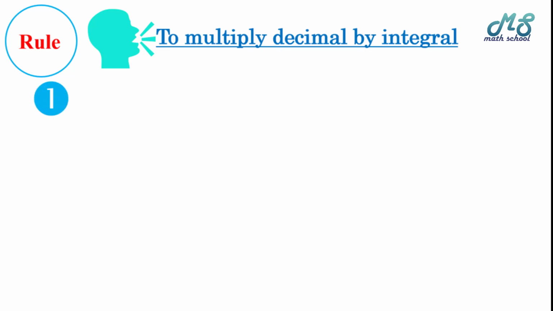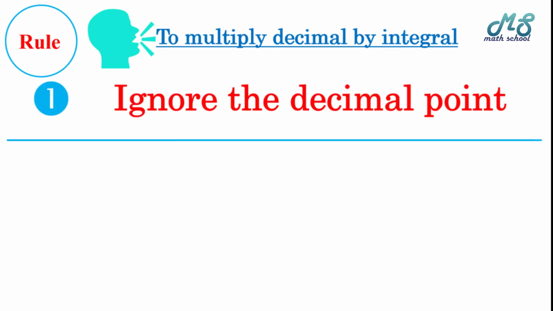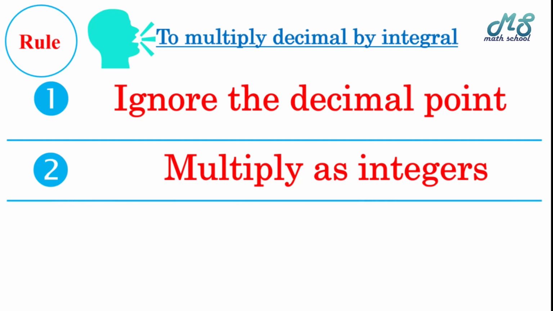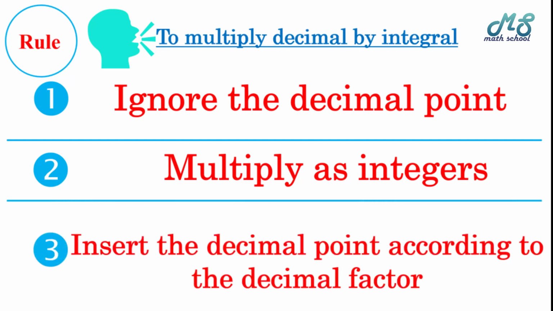Let's remember the rule. Now, guys, to multiply a decimal by an integer: Step 1, ignore the decimal point. Step 2, guys, multiply as integers as we studied before. Step 3, insert the decimal point according to the decimal factor.